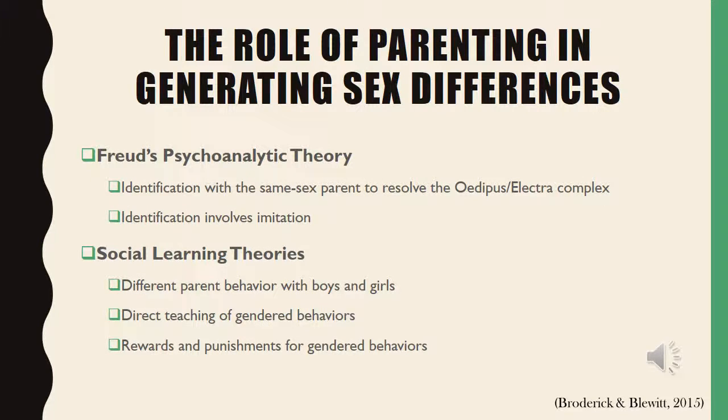And then there's the role of parenting in generating sex differences. So because we are a human growth and development class, the chapter touches on Freud's psychoanalytic theory. So the idea that individuals are identifying with their same-sex parent in order to resolve their Oedipus or Electra complex. And this identification involves imitation to resolve their stage of sexual desire.